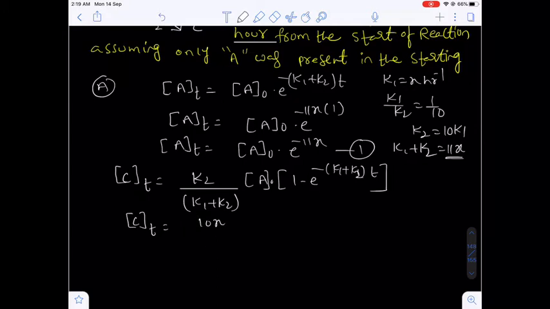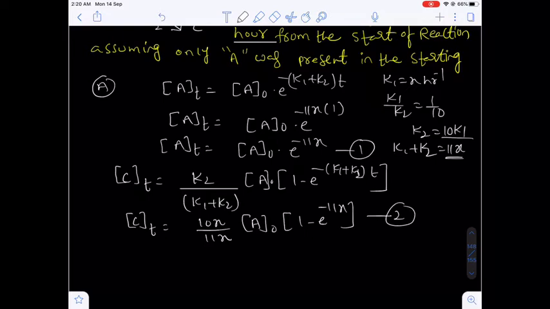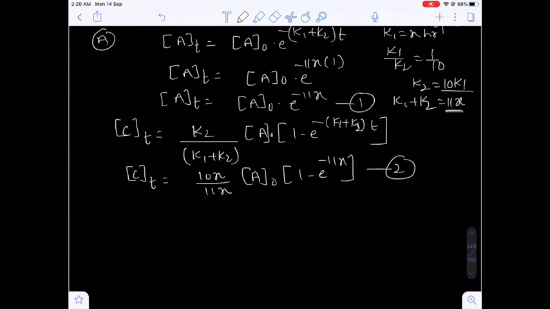So instead of K2, I am writing 10x by 11x into the concentration of reactant A at time interval 0, times 1 minus e to the power minus 11x. Are you getting my point? That will be equation number 2. So here xx gets cancelled.